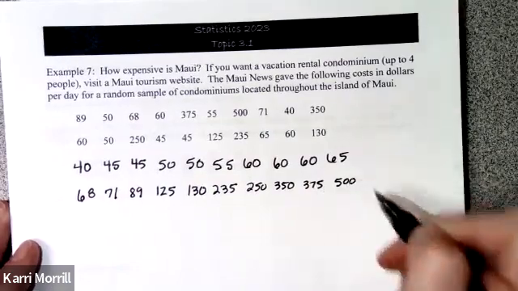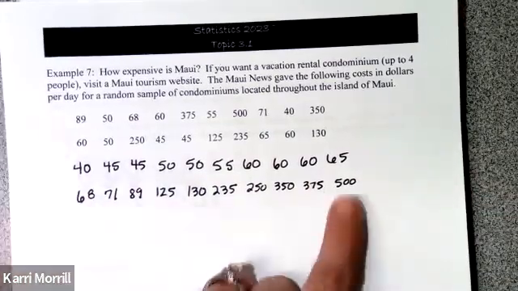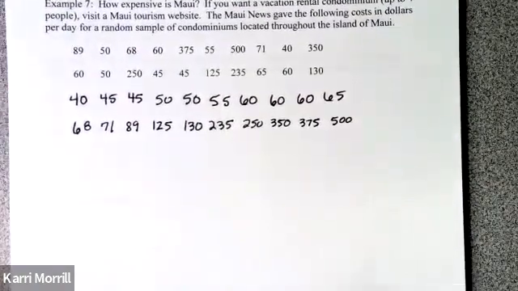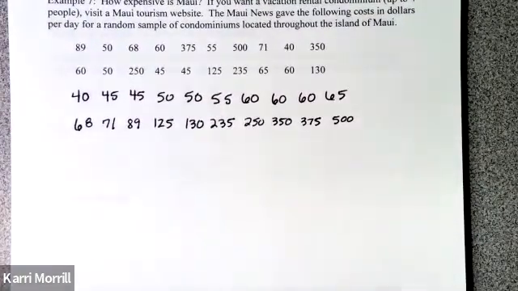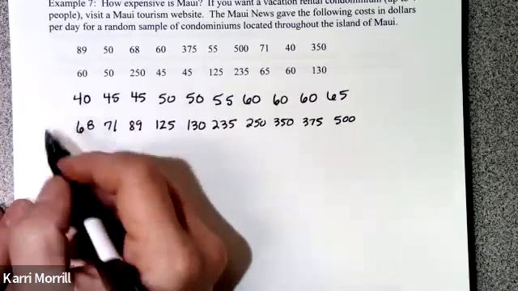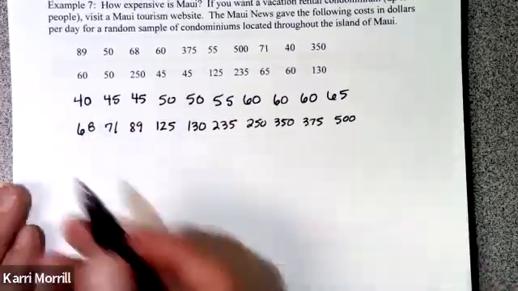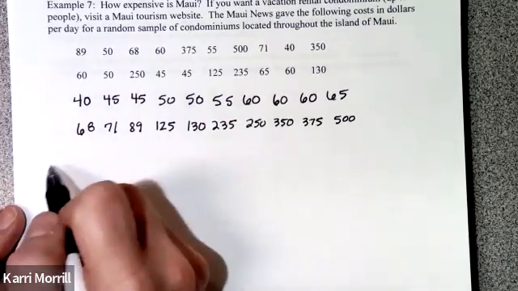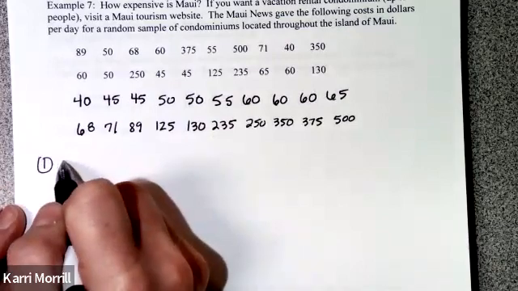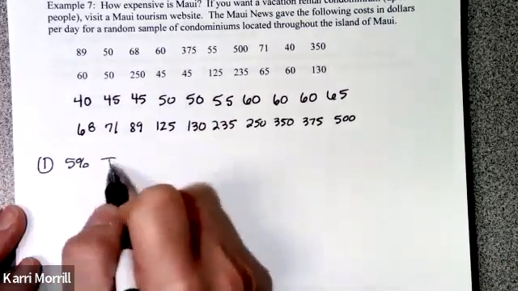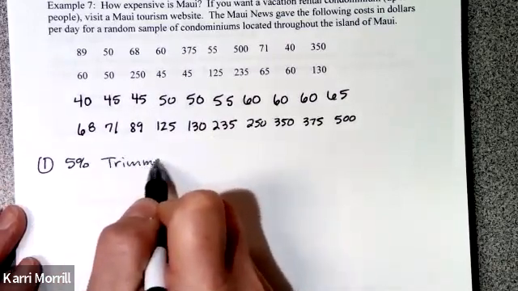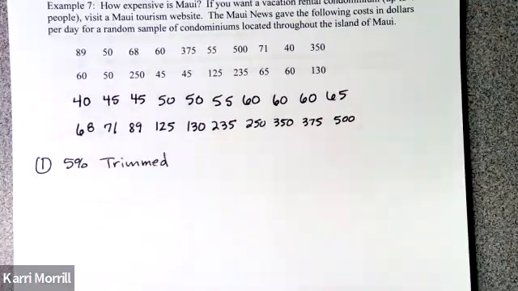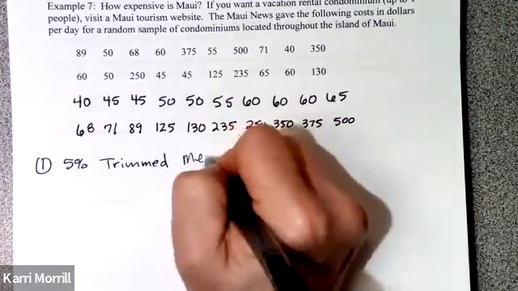Big differences between some of these, right? $40 or $500. Big difference. That's where those outliers really start to come into play. So it doesn't really give me instructions, but I'm gonna do both the 5% and the 10%, since that's what we just learned. So I'm gonna do a 5% trimmed mean. I'm not gonna do the actual mean of the data set as it is. I'm just gonna do 5% trim mean to start with.